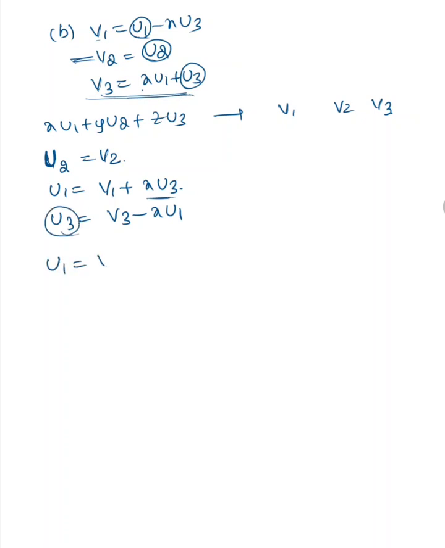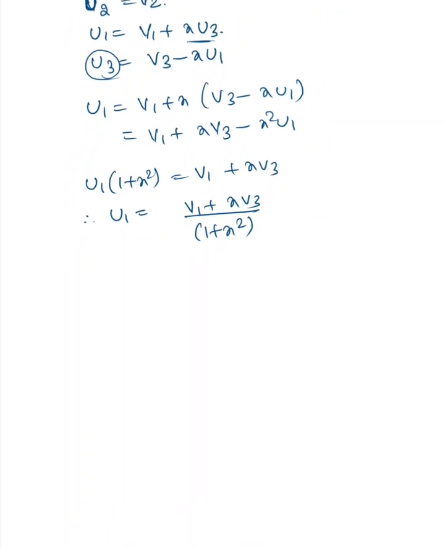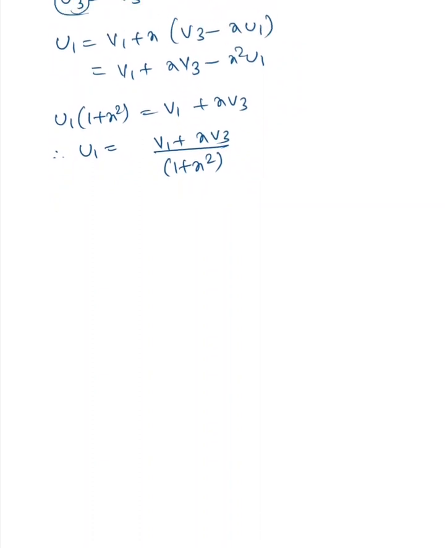So u1 is equal to v1 plus x into v3 minus x u1. So this is equal to v1 plus x v3 minus x square u1. So taking u1 on the left hand side, 1 plus x square times u1 is v1 plus x v3. Therefore u1 is equal to v1 plus x v3 by 1 plus x square. So we have u2. Now we have to go for u3.